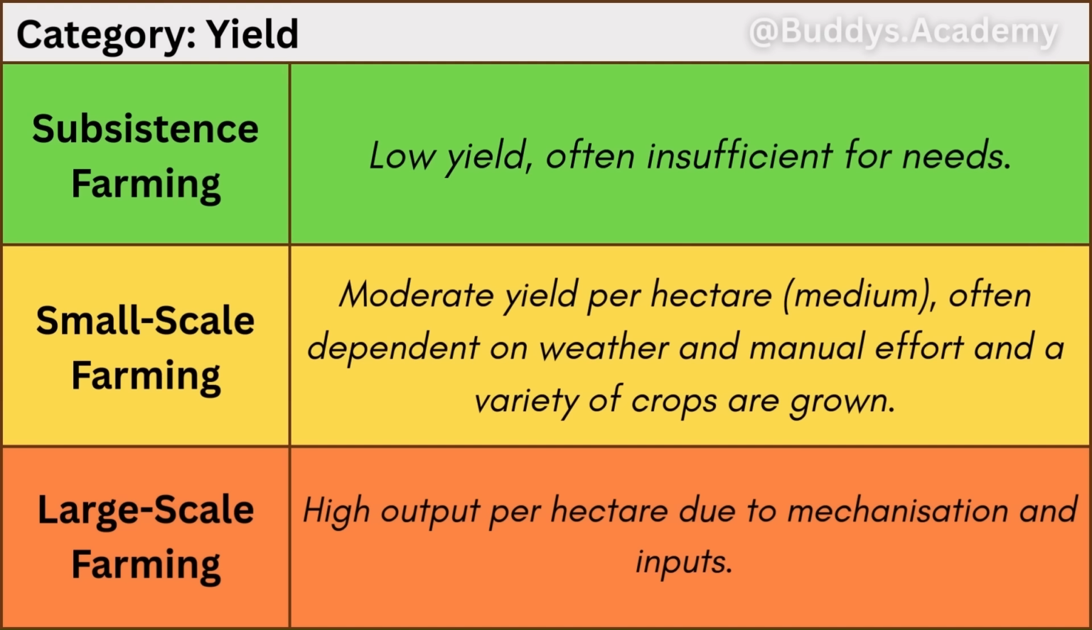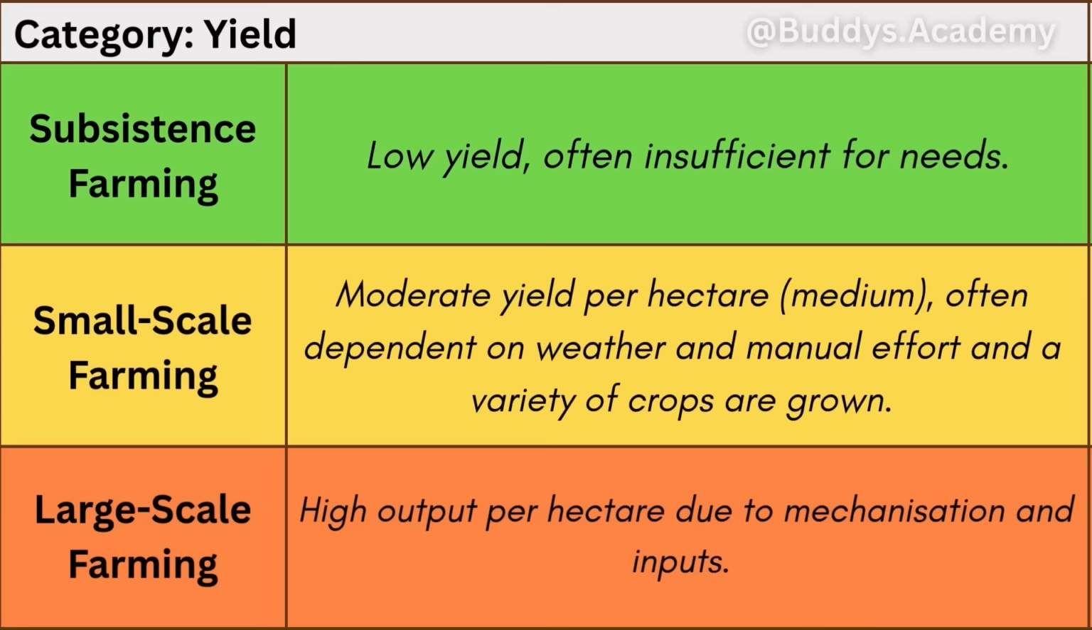And another thing to note about your large-scale farming is that generally it's going to focus on one type of crop. So let's say maybe sugarcane. Whereas with your small-scale farming or your subsistence farming, they're going to grow multiple different types of crops. So whether it's carrots, potatoes, things like that. They're not going to only focus on one type of crop.